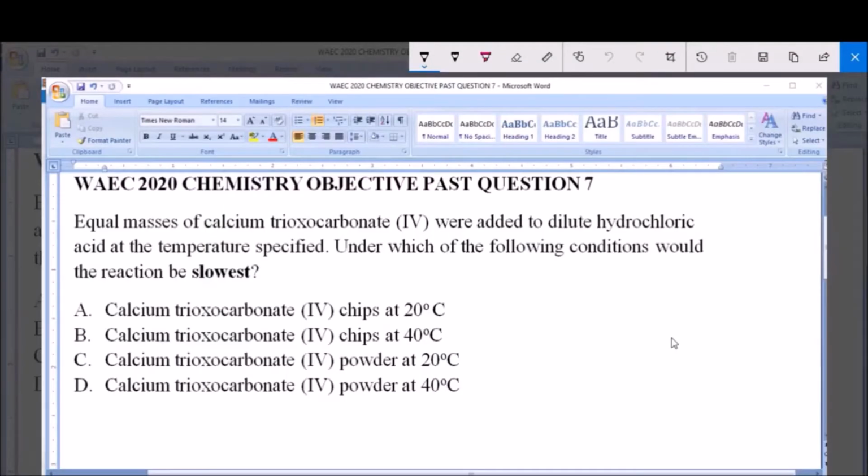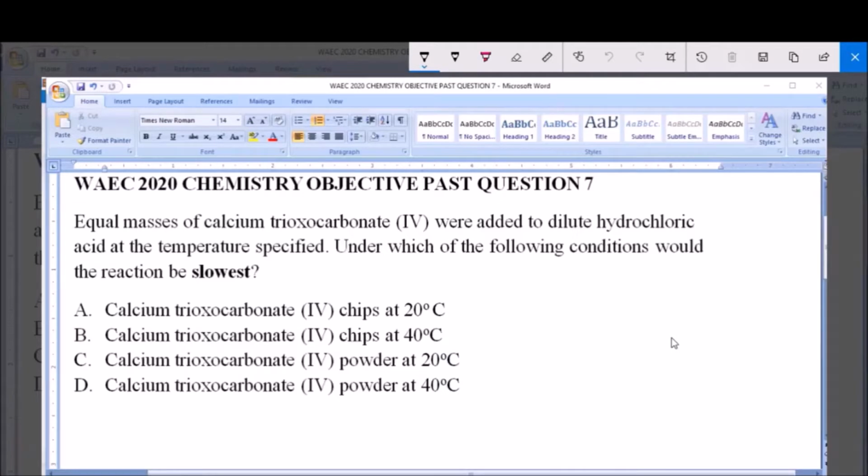Hello and welcome. I'm going to be answering WAEC 2020 Chemistry Objective Past Question 7. Equal masses of calcium trioxocarbonate 4 were added to dilute hydrochloric acid at the temperature specified. Under which of the following conditions would the reaction be slowest?